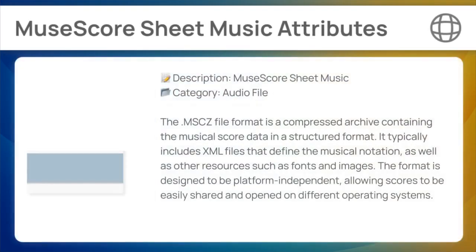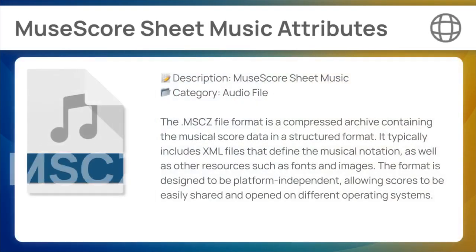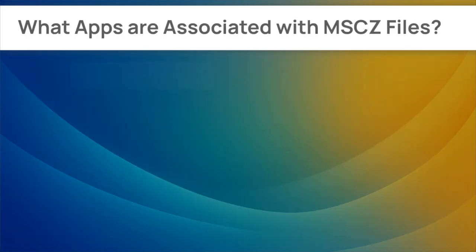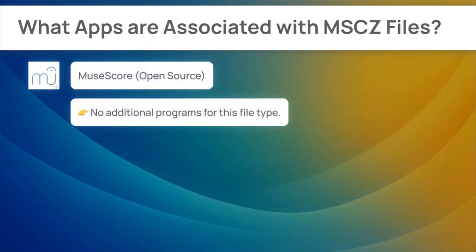The MSCZ file format is a compressed archive containing the musical score data in a structured format. It typically includes XML files that define the musical notation, as well as other resources such as fonts and images. The format is designed to be platform independent, allowing scores to be easily shared and opened on different operating systems. Guaranteed access to MSCZ files is typically achieved using MuseScore from open source.